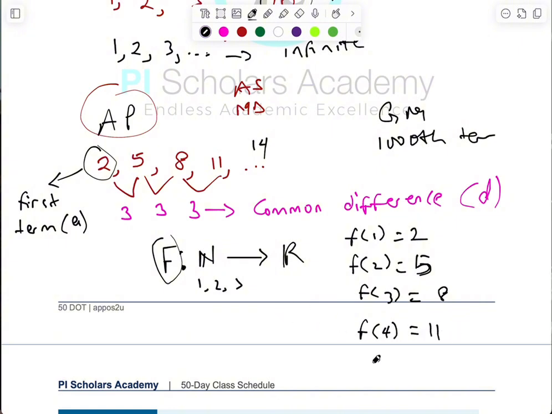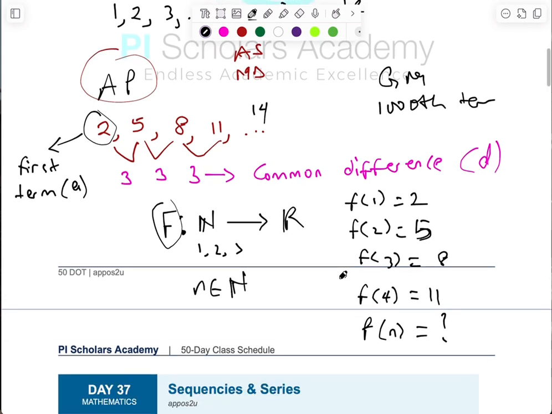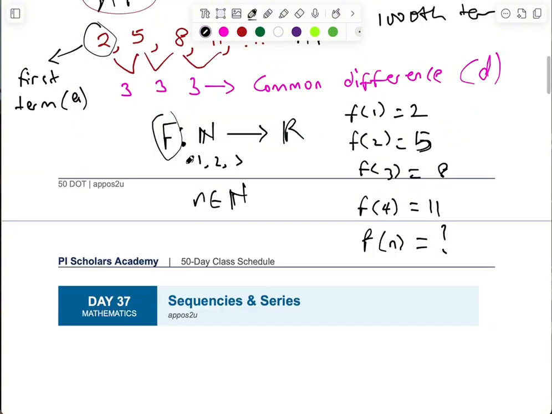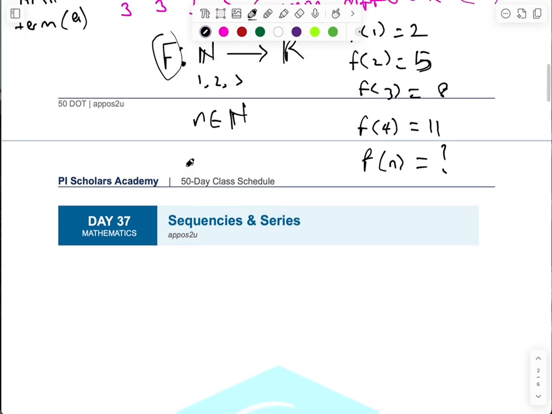So how can we now get f of n? That is the question. For any n that belongs to the set of natural numbers, how can we always represent them using a particular rule? And so that is what we want to do now. So the first thing we notice is, let's say the term for a random term n, we'll pick a random term n. And then let's look at the pattern that each of them follow.